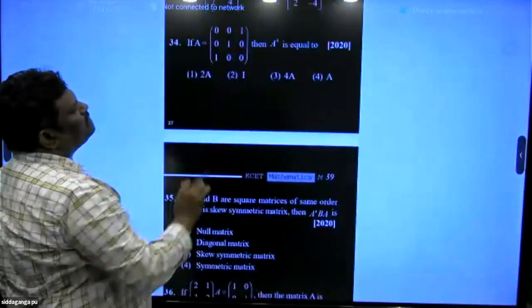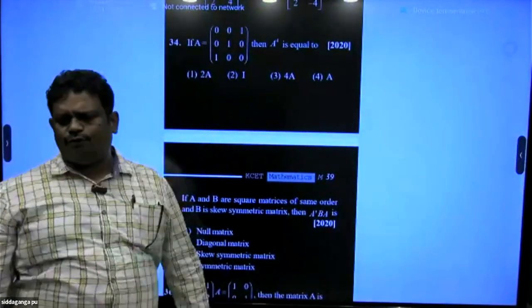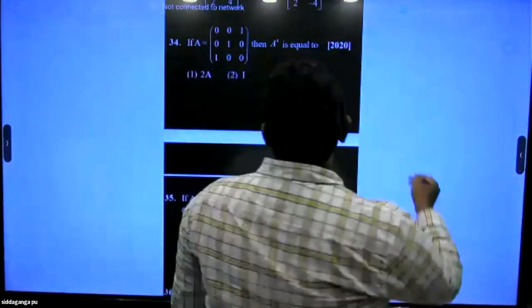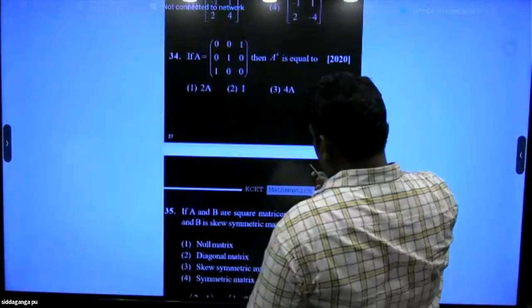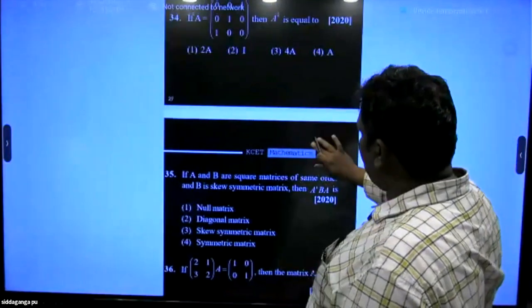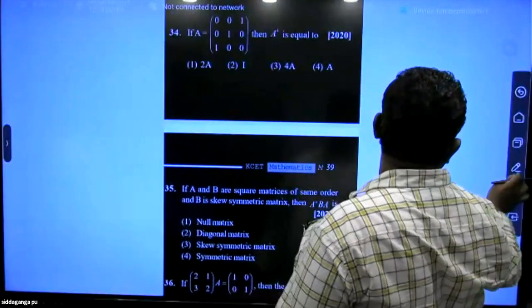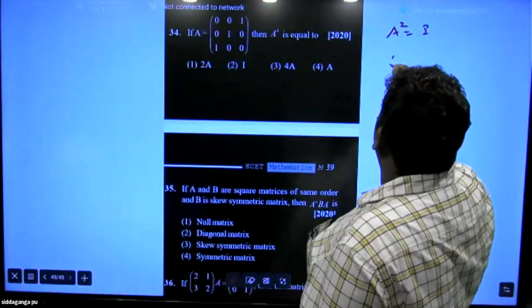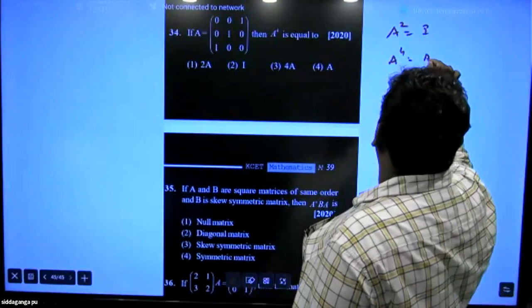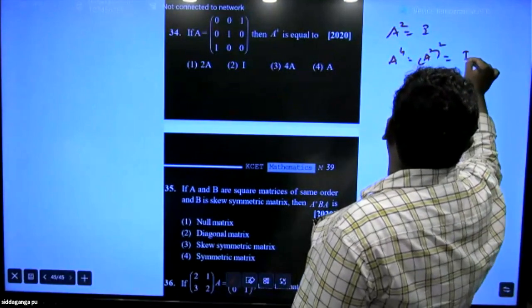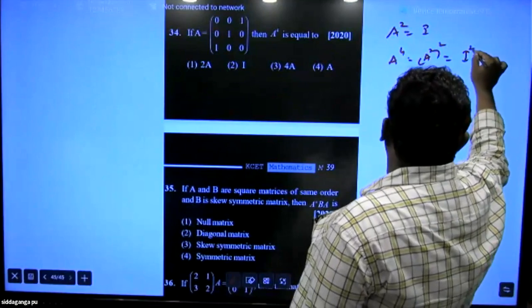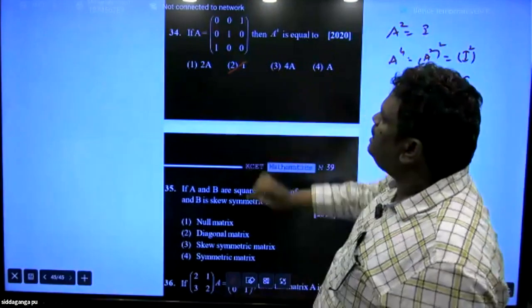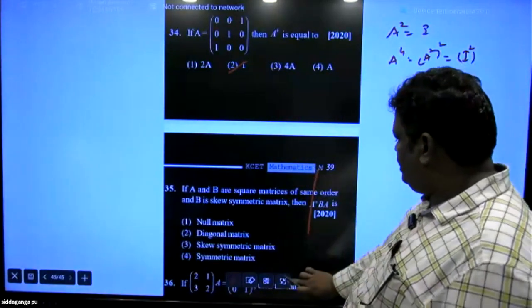Right, next this one, Sima. My 34th question, one matrix is given, and we apply A power 4. First we calculate A square. If you are getting A square is equal to the identity matrix, then A power 4 means A square whole square. So identity matrix whole square is nothing but the identity matrix. The matrix given here is the identity matrix.